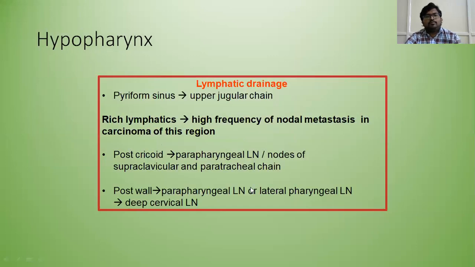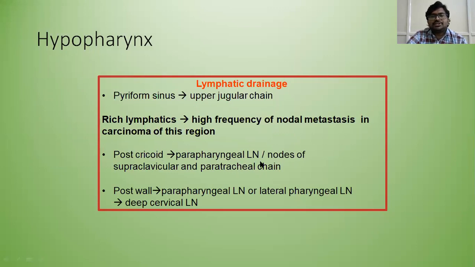Now coming to hypopharynx. It contains three distinct anatomical subunits. So pyriform sinus drains into upper jugular chain. The pyriform sinus contains rich lymphatics. So there is high chance of nodal metastasis if a carcinoma occurs in this region.